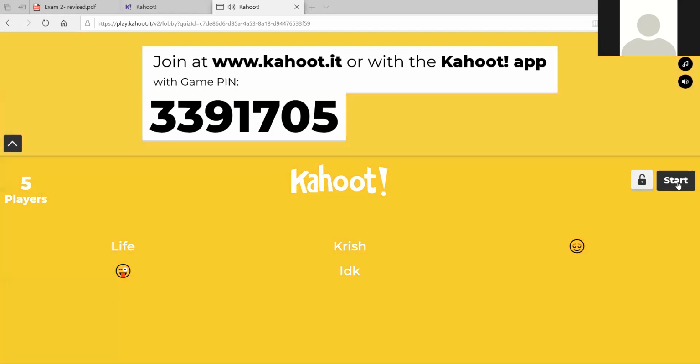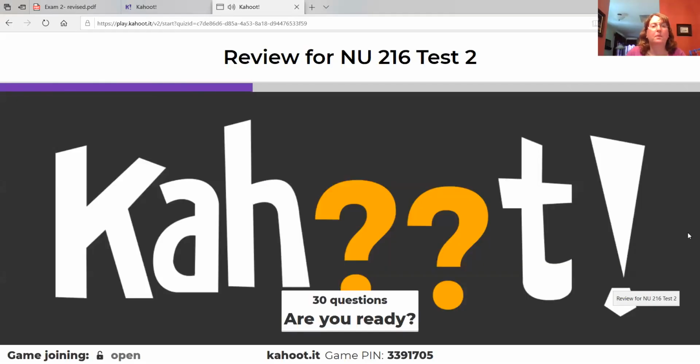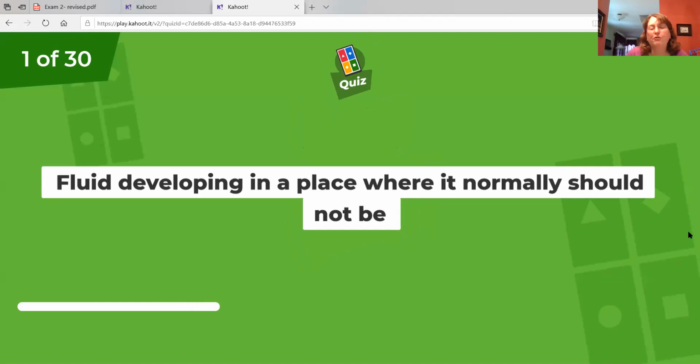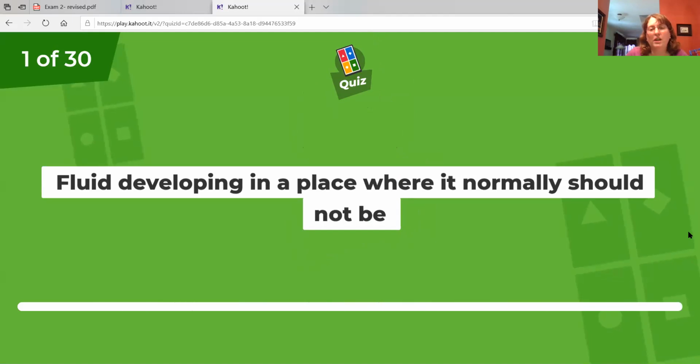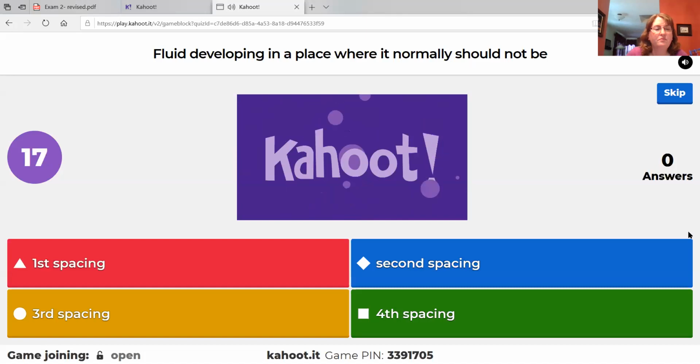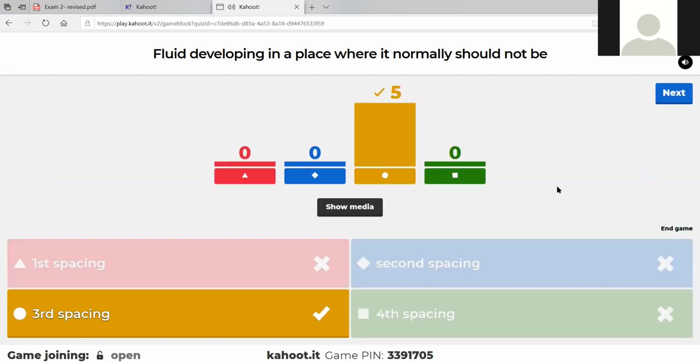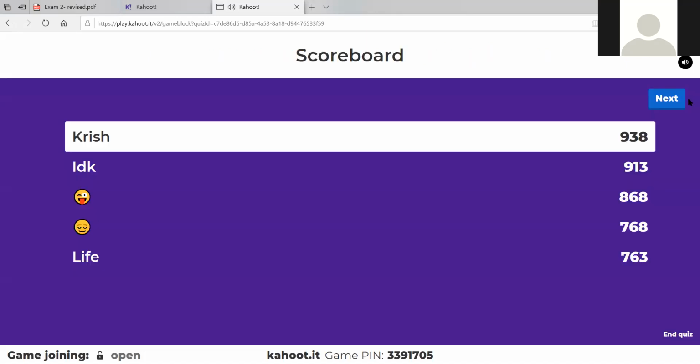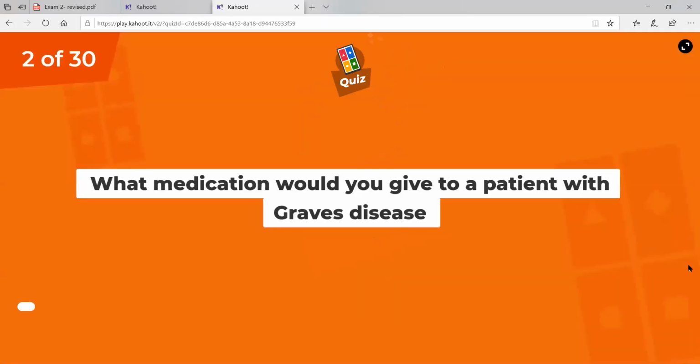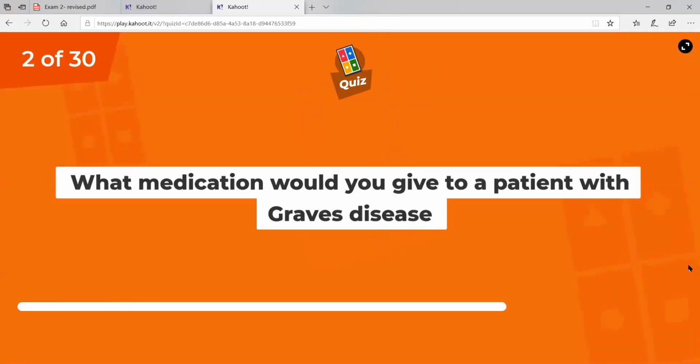Anyone else, or can I go ahead and start? All right, I'm going to start. Okay, fluid developing in a place where it normally shouldn't be is third spacing. Sorry, I'll be heading out, so I'm not on there. That's okay. I forgot. At least someone's listening, right? Let me mute it. What medication would you give to a patient with Graves' disease?